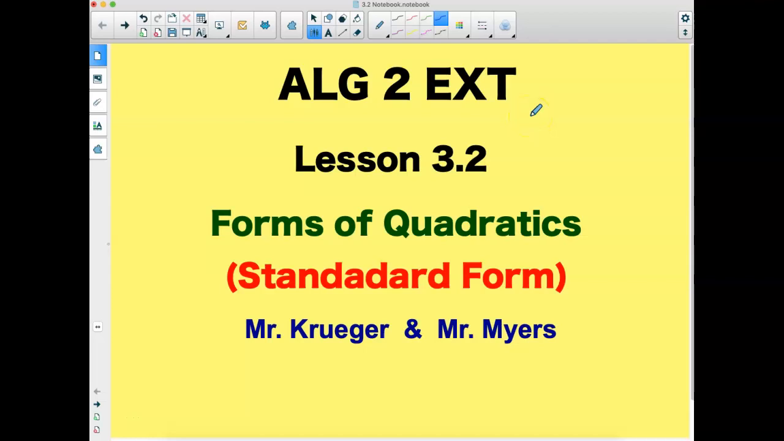Yesterday, actually, you were working on writing the equations, different forms of quadratic equations and functions, and you tackled vertex form and factored form, also known as intercept form, yesterday with Mr. Myers, and today we are going to do standard form. Okay, standard form is the fun one. Standard form is the one that's kind of tough.